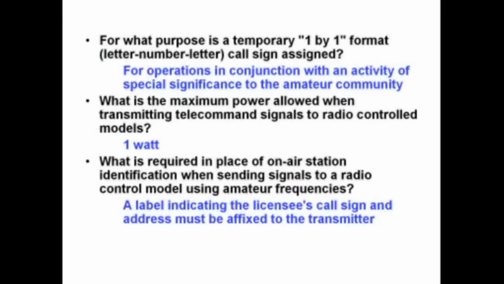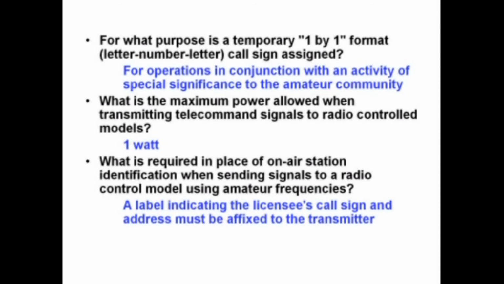For what purpose is a temporary one-by-one format, letter, number, letter, call sign assigned? Those are for operations in conjunction with an activity of special significance to the amateur community. You will not hear them often, but occasionally you will. It'll be a one-by-one like K6 and Kilo 6 November or something like that that has been assigned on a temporary basis by the FCC.